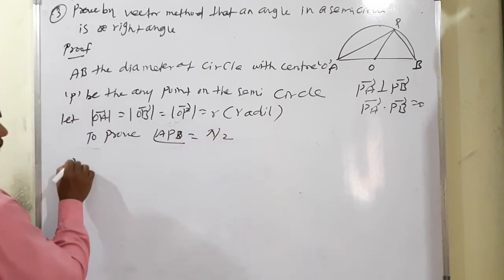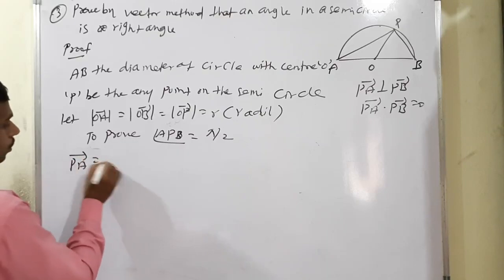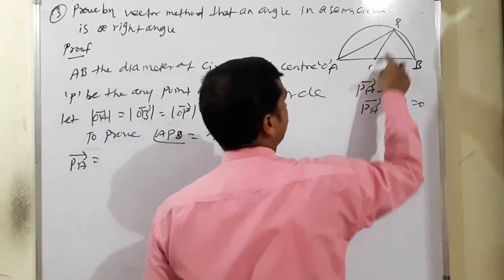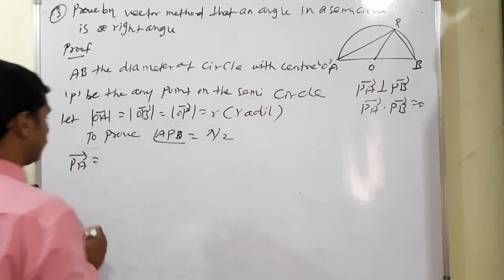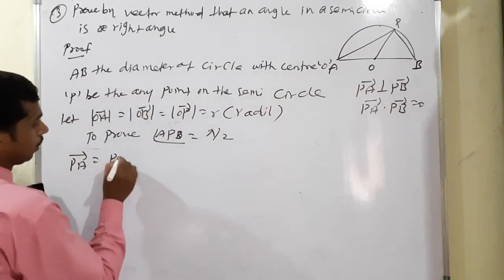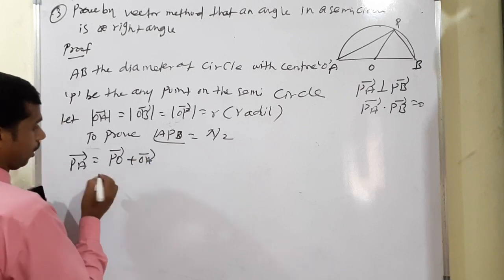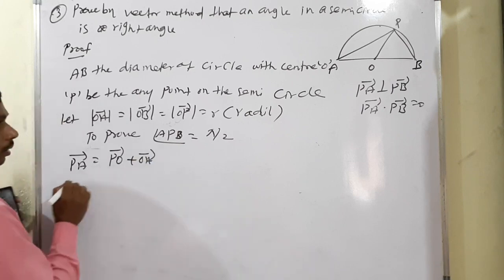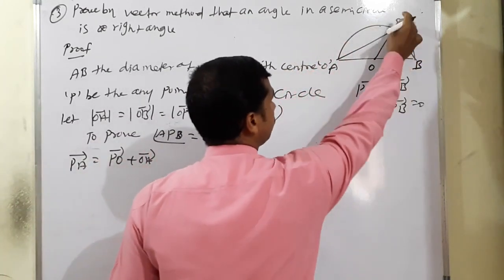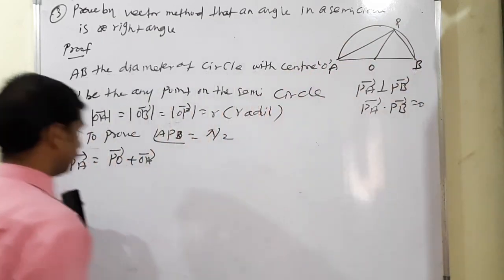Now we are moving to find out PA. So PA means definitely PO plus OA. PO vector plus OA. Now next one, PB. PB means PO plus OB.